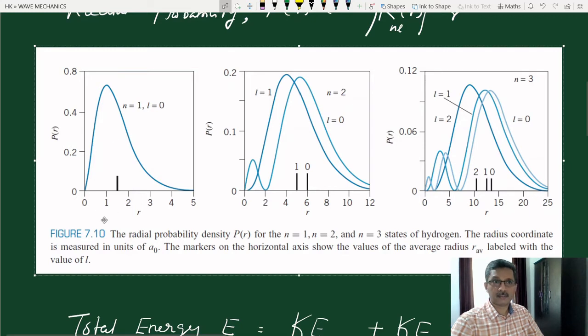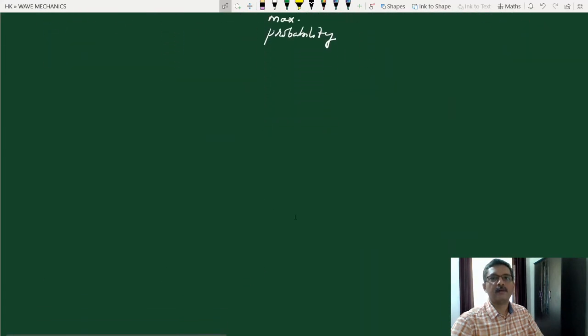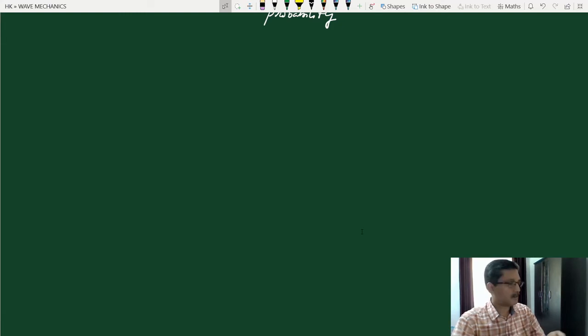In the x-axis, r, the radial distance, is measured in terms of a0, and this peak corresponds to 1 times a0. You can repeat this calculation for other states. You can do this as homework. Take the table of radial probabilities given in the textbooks. It is there in Kenneth Krane, table 7.1. In Arthur Beiser also, it is in chapter 6. Look at table 6.1.